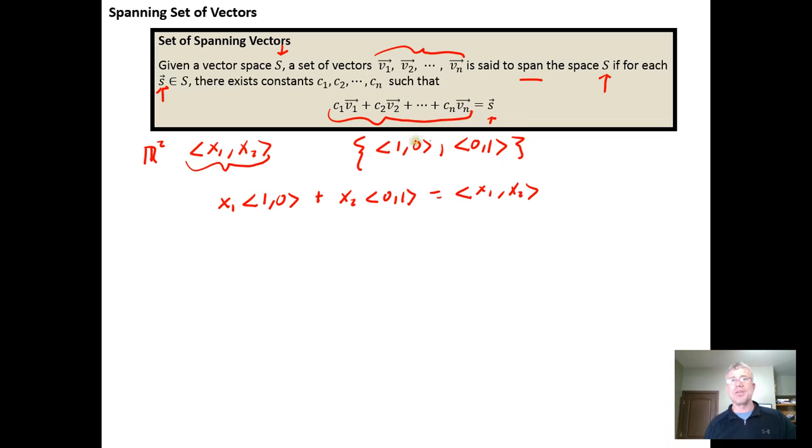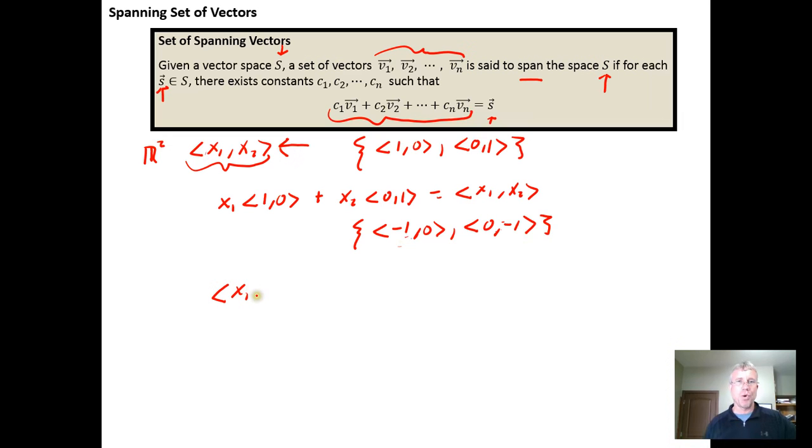But this isn't the only set of two vectors that spans R2. In fact, there are infinitely many sets of vectors that would span R2. For example, another one that would work would be the opposite of 1, 0, comma, 0, the opposite of 1. This set of vectors also spans R2, because if we grab an arbitrary vector from R2, we can write this vector as a linear combination of these two vectors like this.